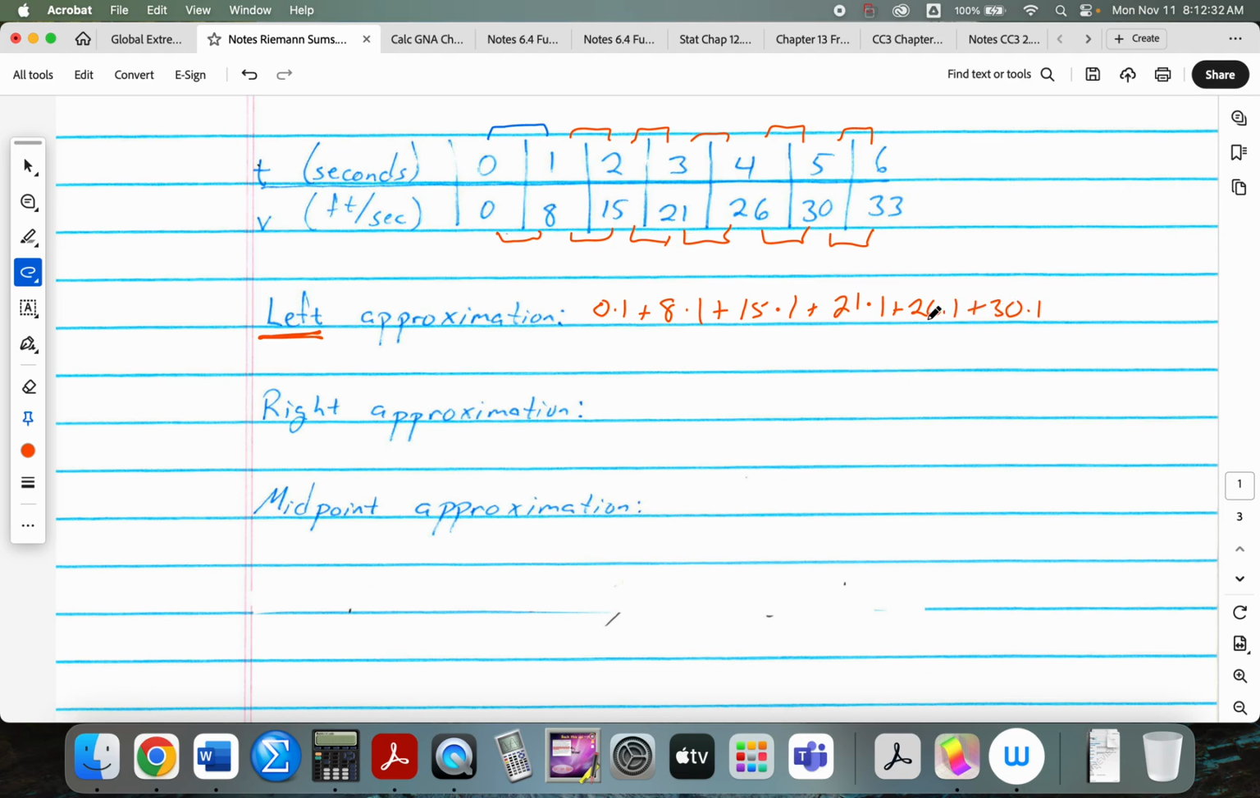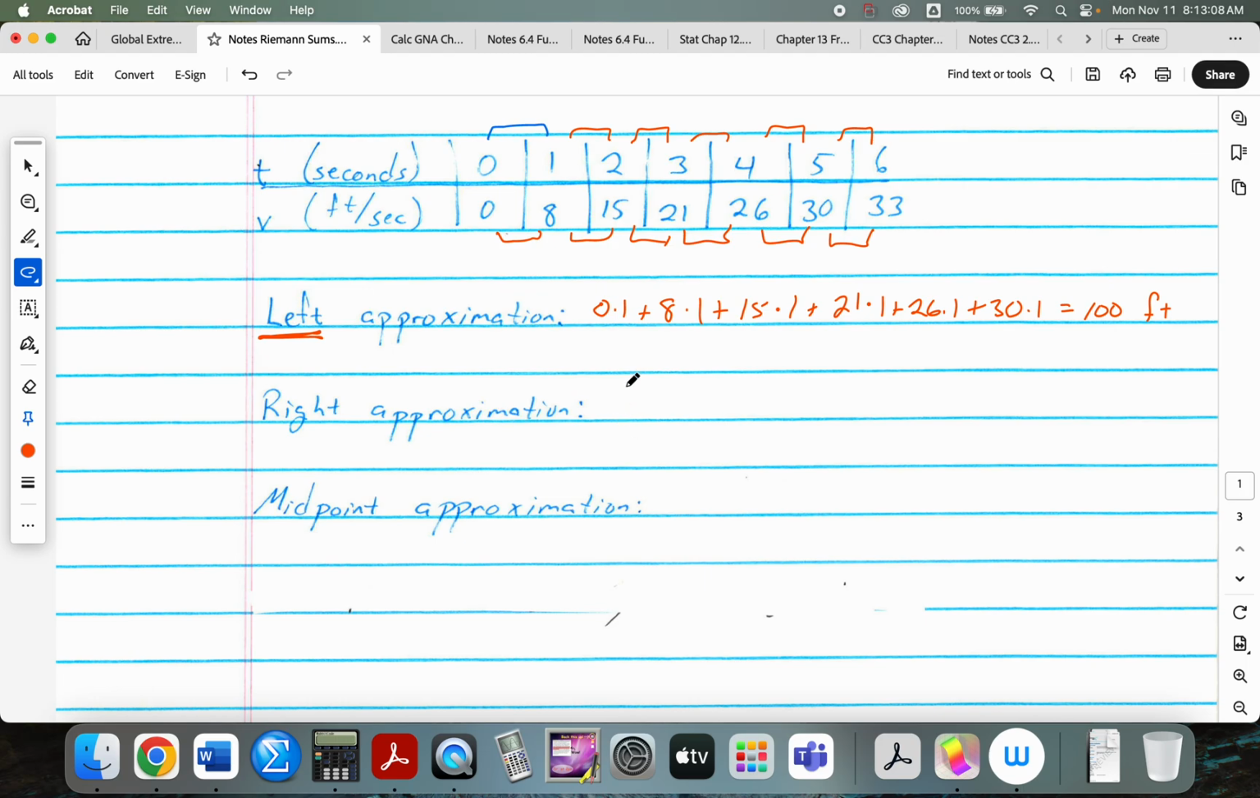So let's see, 56, 77, 85. Is this 100? Three, 44, or is it 80? Oh man, it's 100? Okay, thank you. So the left approximation is that it's 100 feet.